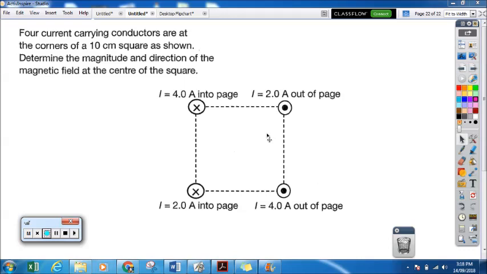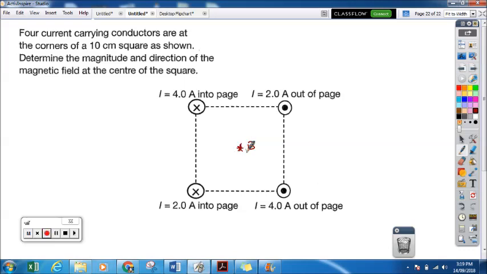Okay, this is question 3. You've attempted questions 1 and 2. This is a little bit of a complicated question, so I'm going to help you go through the solution. If you have a look at it, 4 current carrying conductors are shown in a square here. And with the data that's given at each of the corners, we want to find the total or the sum magnetic field right in the center. So in this position right there.